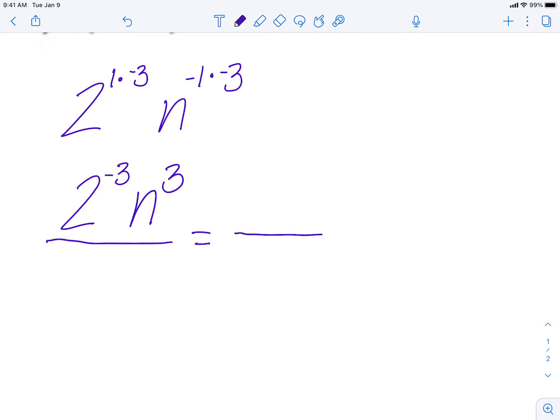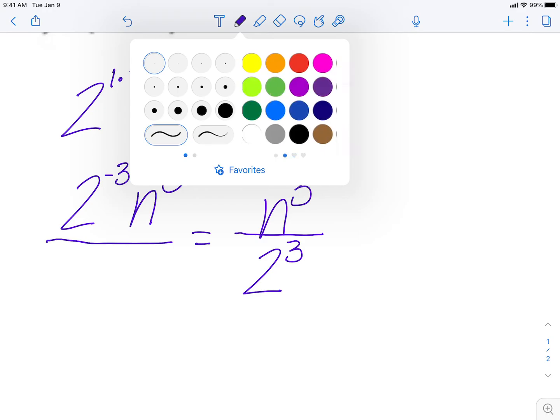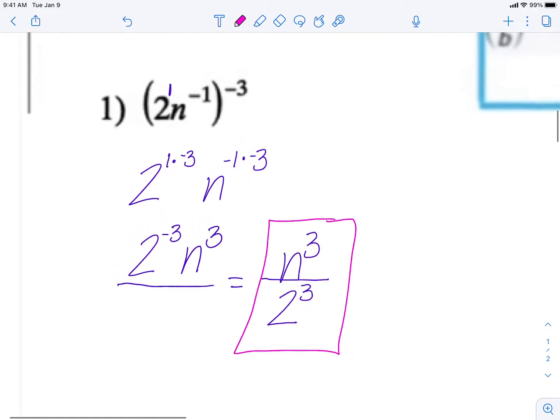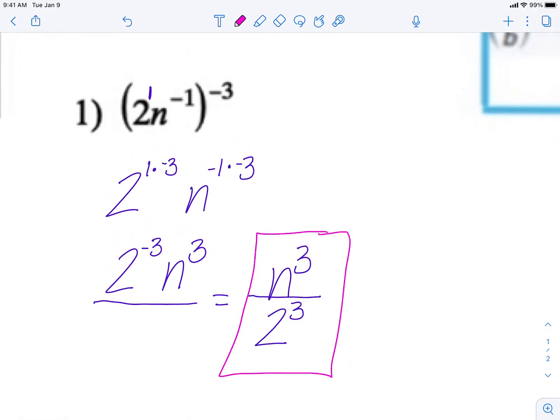So I'm going to draw my line here. This 2 to the -3 is going to come down and become 2 to the +3. And this n to the +3 is already positive, so it's going to stay up top like this. And that is my final solution right there. Look at that. That's my final simplification. Right. No negative exponents.